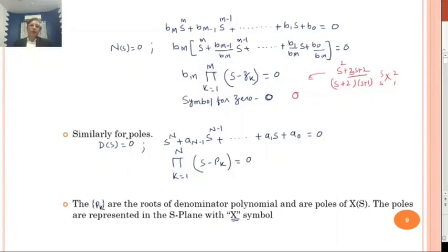Now here, to find the poles, equate the denominator to 0 and find it in terms of this product term, and this critical frequency s equal to pk, that is s equal to p1, s equal to p2. This is called the poles of this system, and the poles are represented using this symbol and zeros are represented using this symbol.